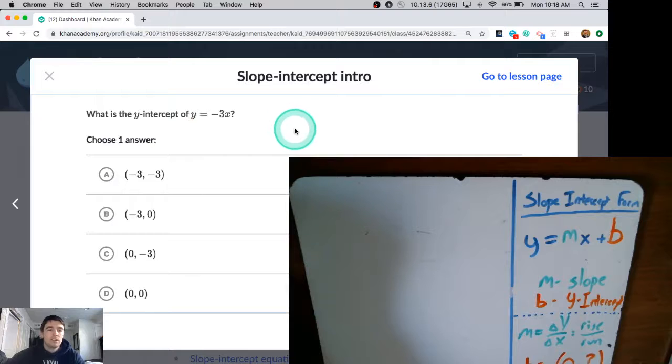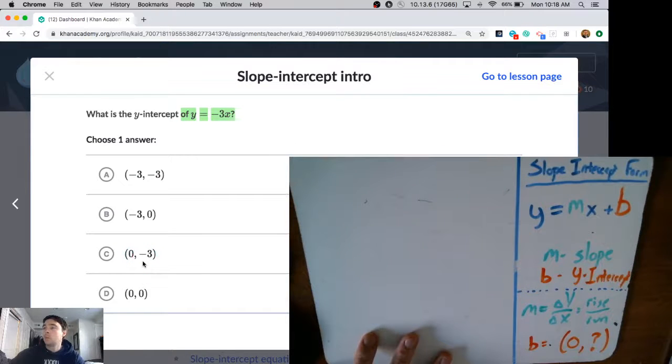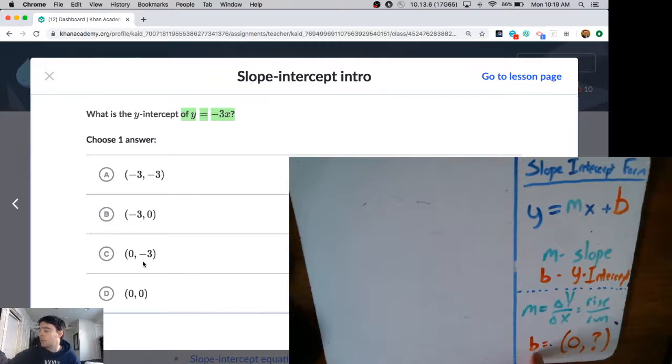For our next question, they say, what is the y-intercept of y equals negative 3x? And for the y-intercepts, they list a bunch of ordered pairs. There's a few things we should go over about the y-intercept. The y-intercept, as you recall, is really the value for y when x is equal to 0. So if I'm looking at the bottom of this whiteboard, b, or the y-intercept, is really what is the value for y when x is equal to 0.